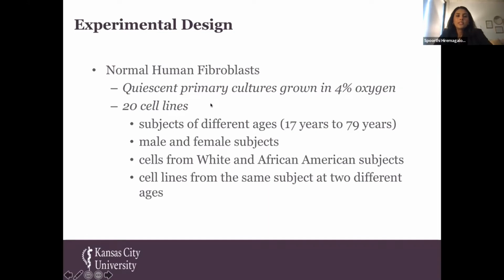So for our experimental design, we had quiescent primary cultures grown in 4% oxygen, which is the physiological level of oxygen. And we had 20 different cell lines ranging from 17 years old to 79. And we also accounted for sex and race as well.